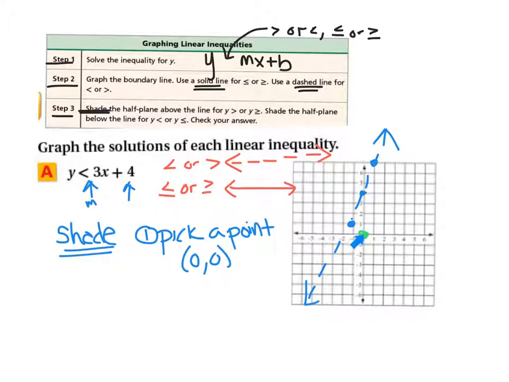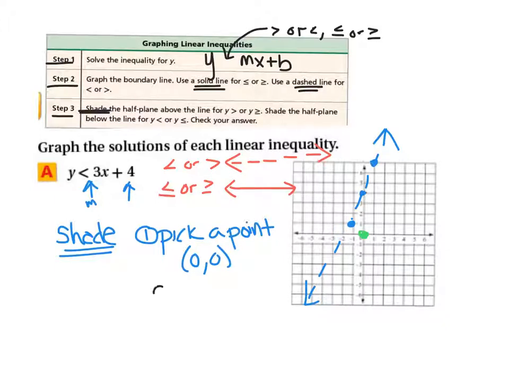So I'm going to check this point 0, 0. If this comes out true, then this side would be the side that has the solution. If it comes out false, then none of the ordered pairs on the side of this point, on the right side of that line, none of those would be the solution. So let's look at it. I'm plugging in 0, 0.